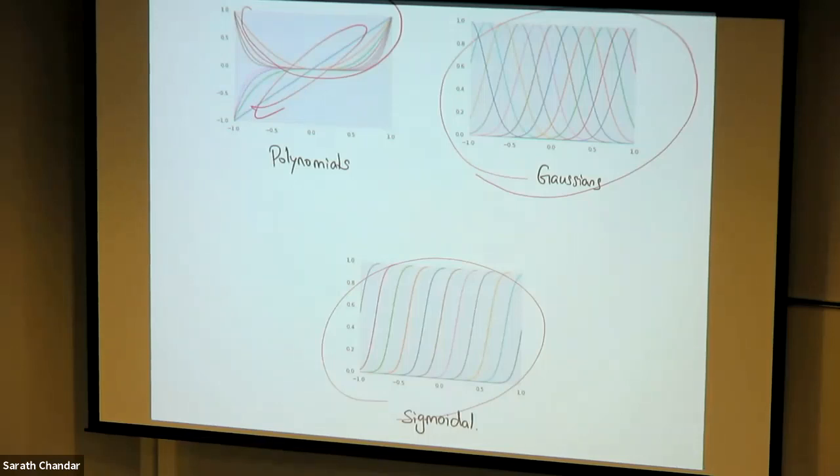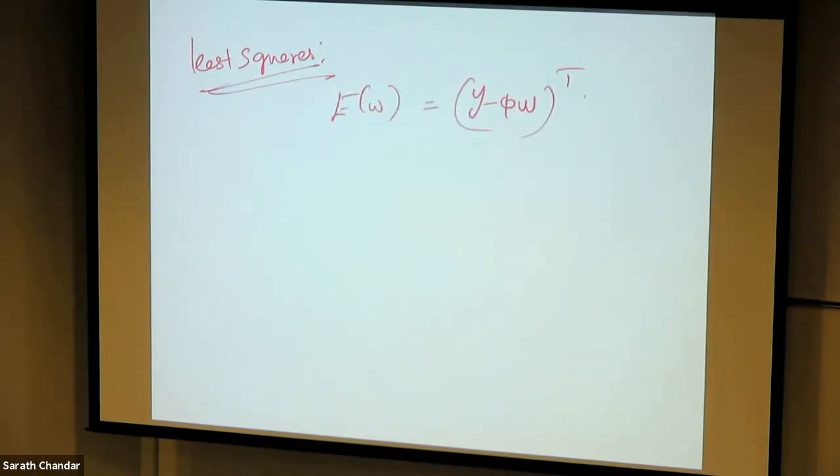Least squares is just least squares. We are going to quickly go through it. So, least squares with nonlinear basis functions. The least square error E of W is given by (y minus phi W) transpose (y minus phi W), and I think you have 1 over 2n on the left side, so 1 over 2n.